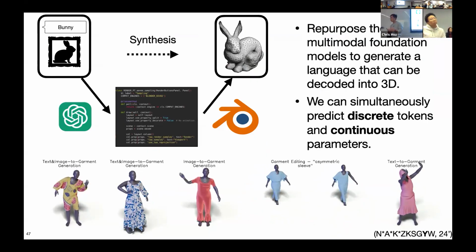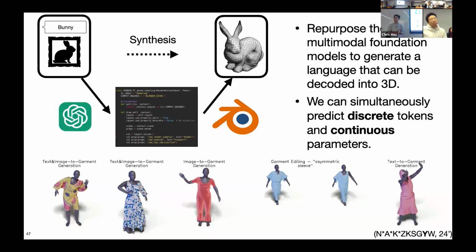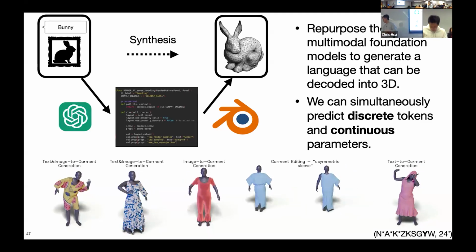And the idea is to augment your tokenization to predict tokens with a pair of the class as well as the continuous variables.